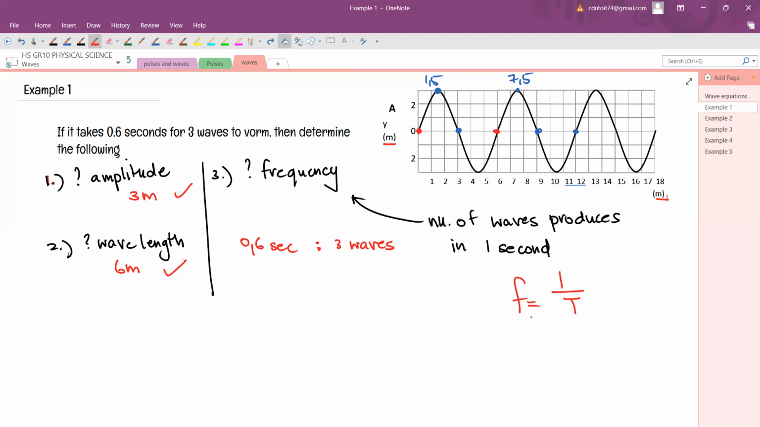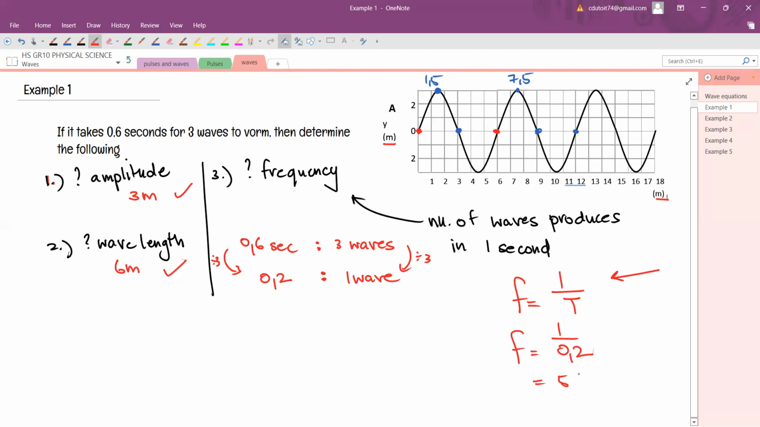Kelvin said, look, there's the equation. Frequency is 1 over T. If I can only find T, and T is the time it takes for one wave to form. So if 3 waves take 0.6, for 1 wave I divide by 3 this side. So he divided by 3 that side. That's basically what he did. And then I get 0.2 seconds. So the frequency is 1 over 0.2. What's that? Isn't that 5 hertz? So that's one way of doing it, first to calculate T.